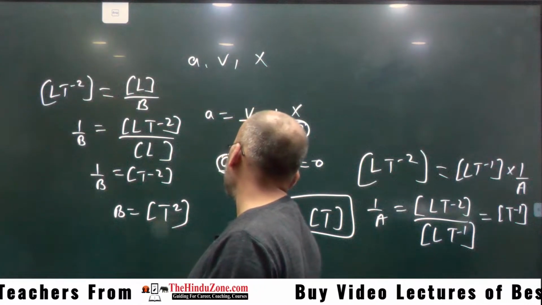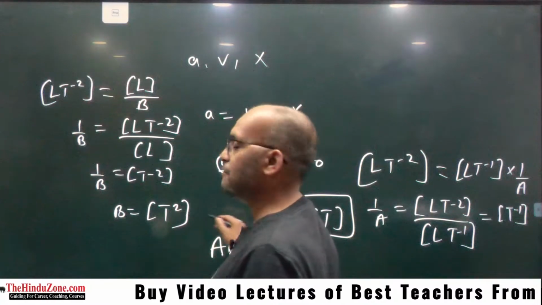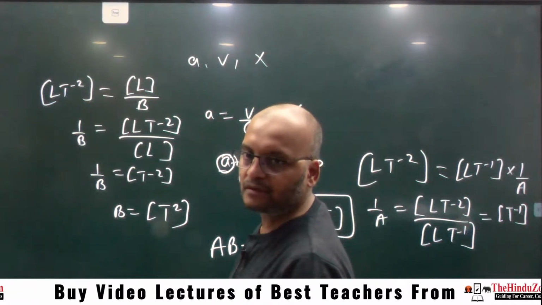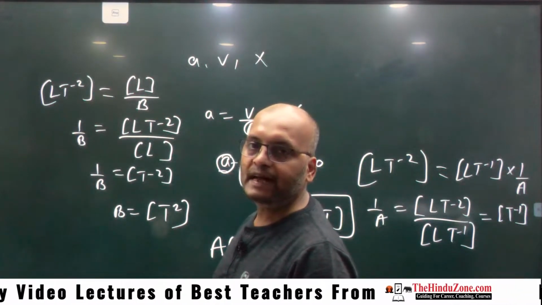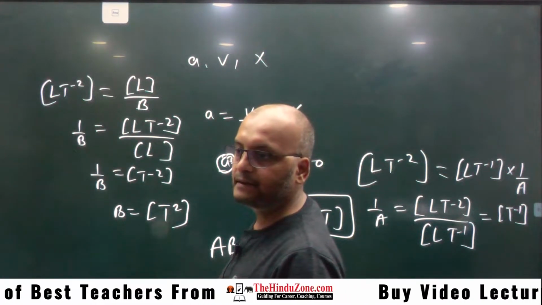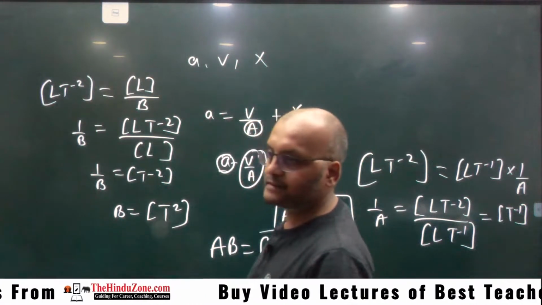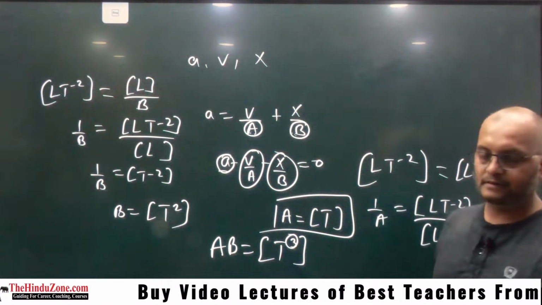So it is asking AB. AB will be T to the power 3, T to the power 2 and T to the power 1. So what will be the dimension of time in the AB? What is the dimension of time in AB? 3. Powers are the dimension, Nikita. Right?